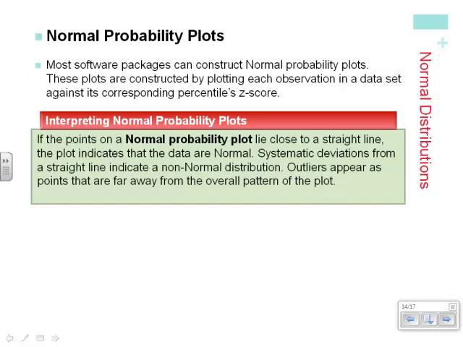The normal probability plot, given a list of numbers, produces a graph. If those points on the graph are close to being a straight line, close to being linear, our conclusion is that the data is normally distributed. If the normal probability plot is not linear, our conclusion is that the data is not normally distributed. Outliers appear to be points that are far away from the overall pattern of the data. Swerves in the normal probability plot are representative of skewness.